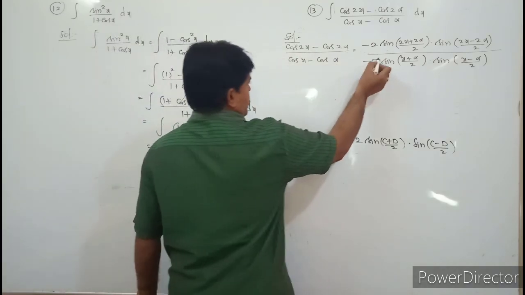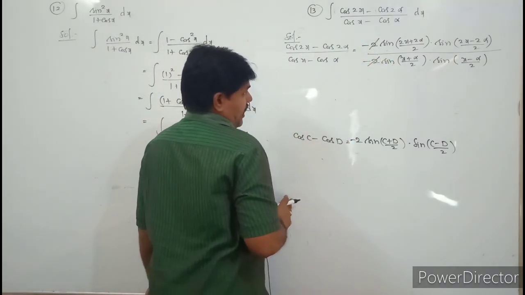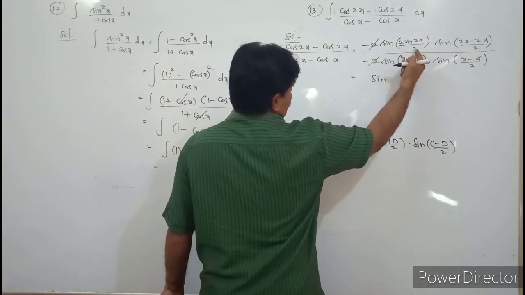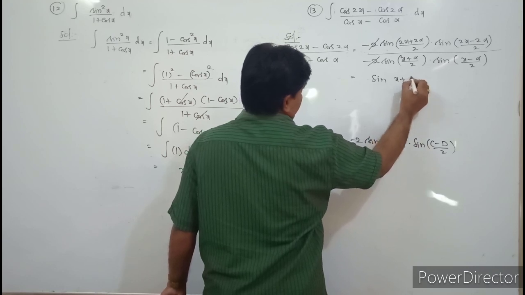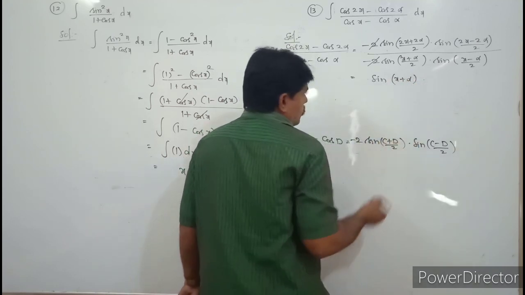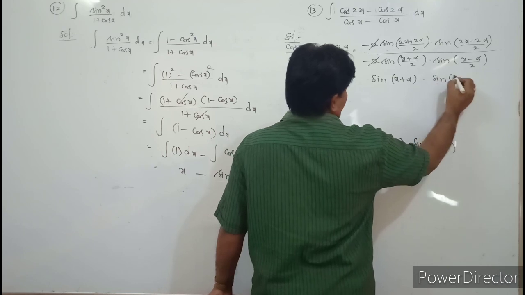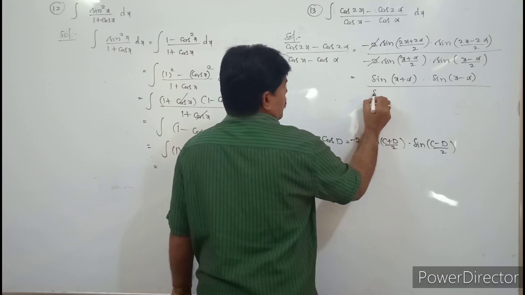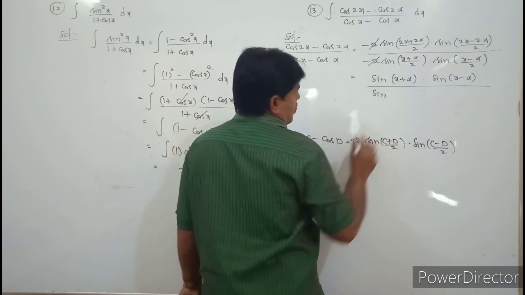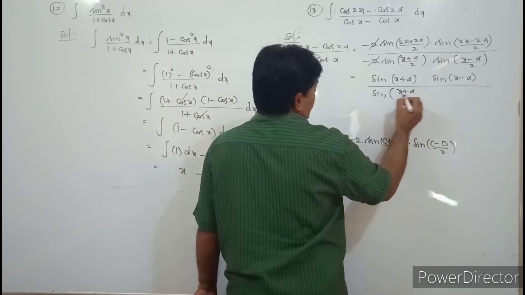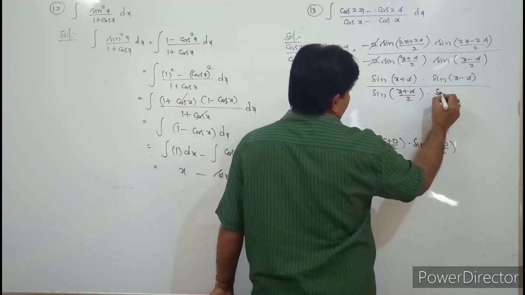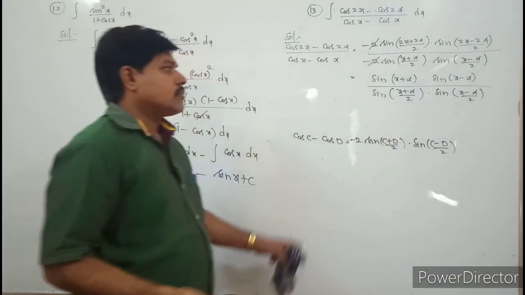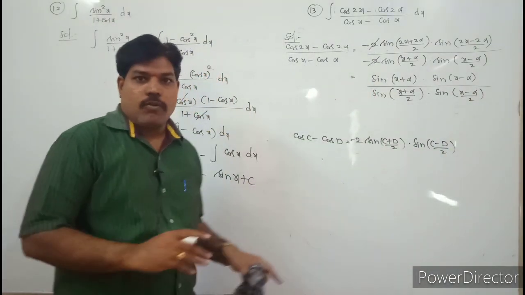So what happens? Minus 2 and minus 2 will be cancelled. So it will become sin of x plus alpha into sin of x minus alpha by sin of x plus alpha by 2 into sin of x minus alpha by 2. So I have used this formula. Write down this formula at one side.